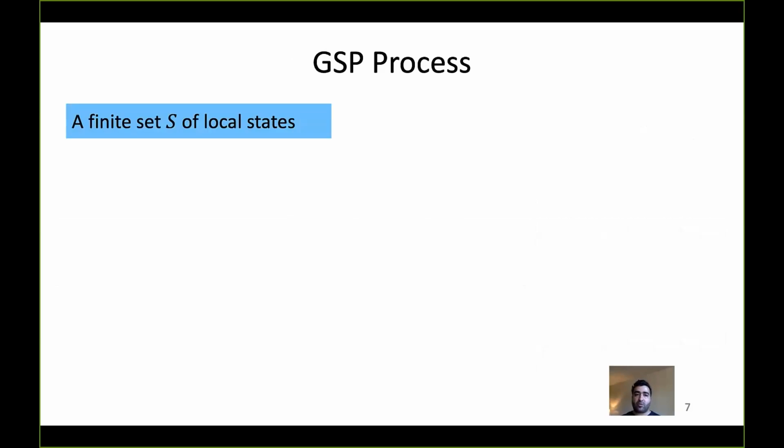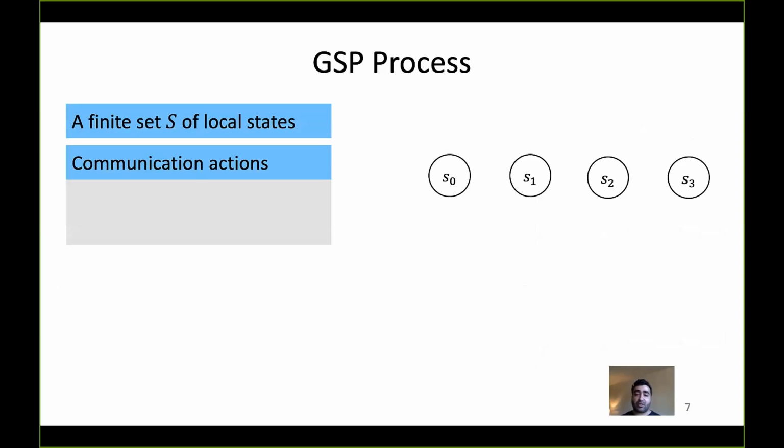Let us start by looking at the process definition, where we have a finite set of local states, say S0 to S3, and then we have a finite set of communication actions, each of which has the cardinality k, denoting the number of senders involved in this action. Furthermore, each action can be equipped with a global guard that captures a subset of the local state space, and we will discuss the semantics of a guard in a little bit.